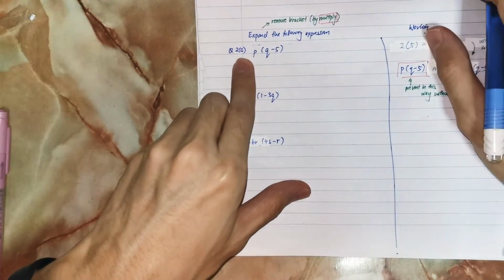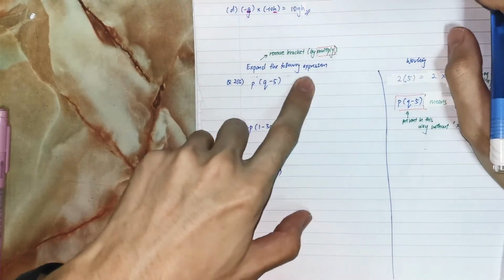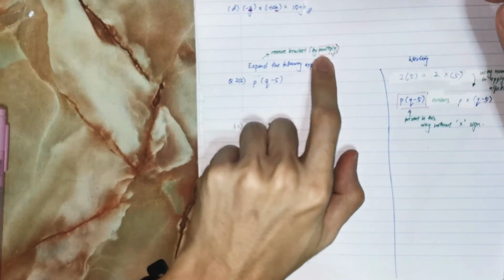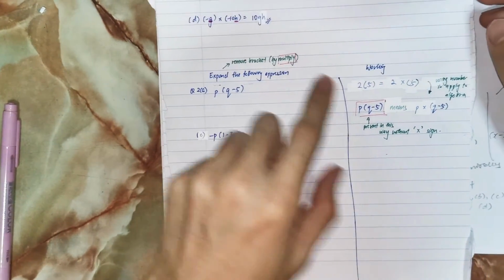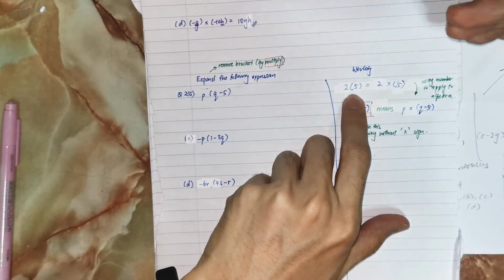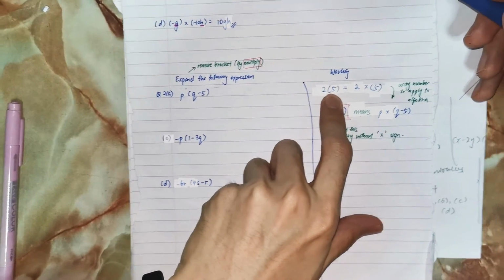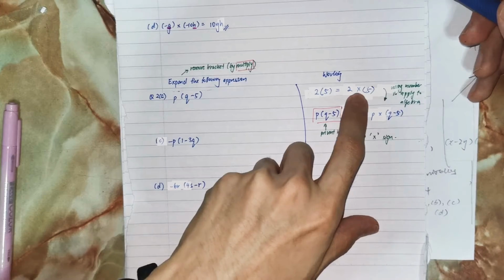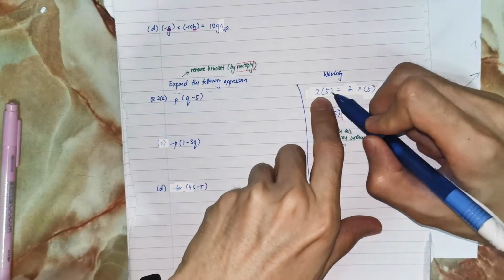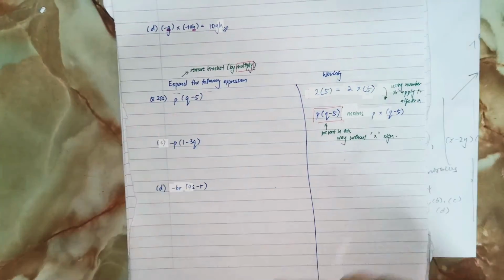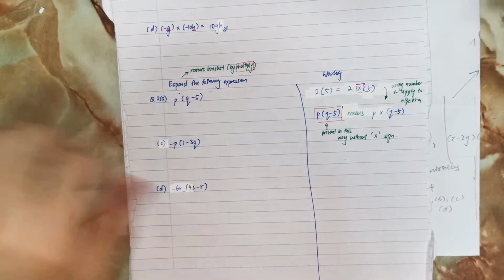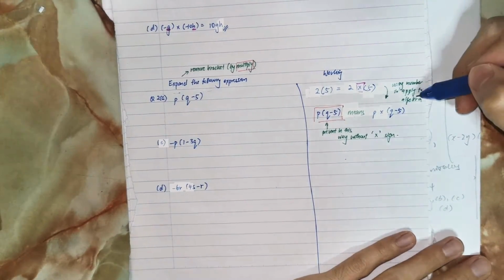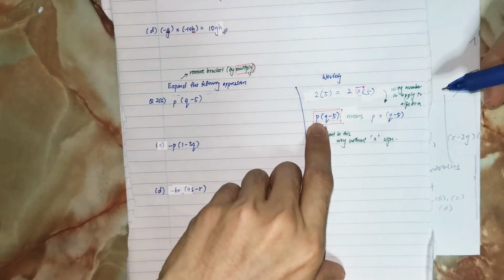So for question 2a, we need to expand the following expression. Expand just means you remove the bracket by multiplying the terms out. Let's do a quick recap. 2 times 5 means 2 times 5. So this bracket over here means times. We're using the numbers to apply to algebra.